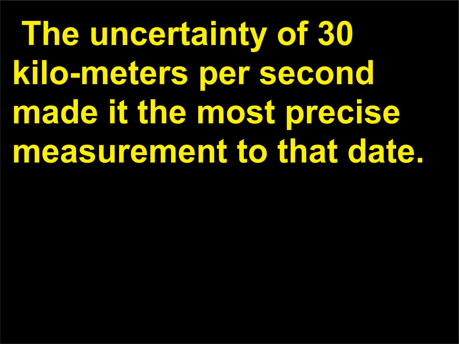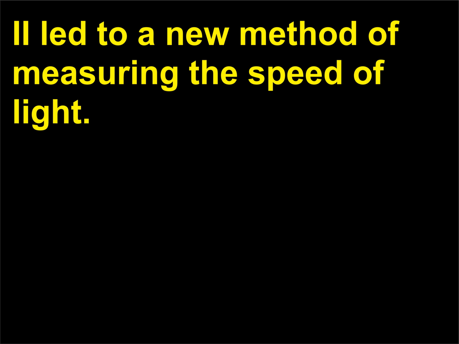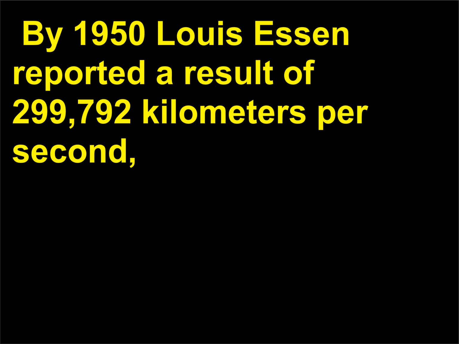The uncertainty of 30 kilometers per second made it the most precise measurement to that date. Research on microwaves used in radar during World War II led to a new method of measuring the speed of light. By 1950, Louis Essen reported a result of 299,792 kilometers per second. Slightly more precise than Michelson's result.